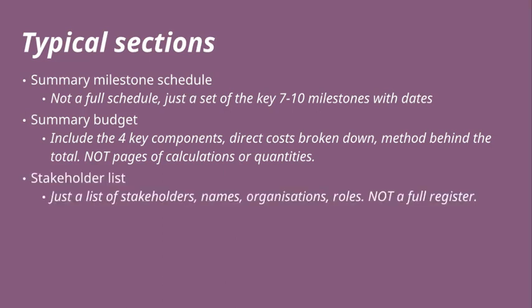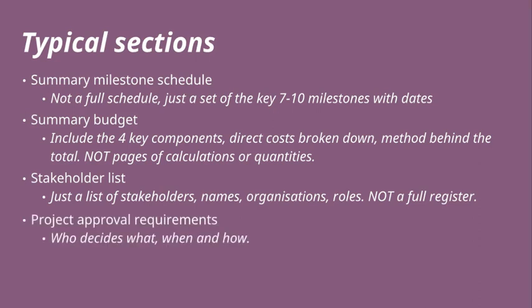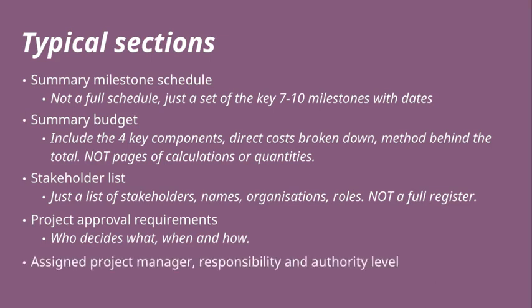A stakeholder list is just a list of all the stakeholders involved and their roles. It isn't normally a complete analysis or an in-depth register. The project approval requirements is about who decides what, when, and how. It could look at key approval points during the project and the what, when, and how for each of those points. Then the assigned project manager, their responsibility and authority level.